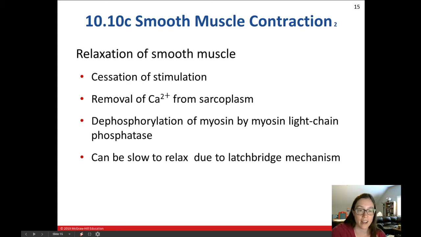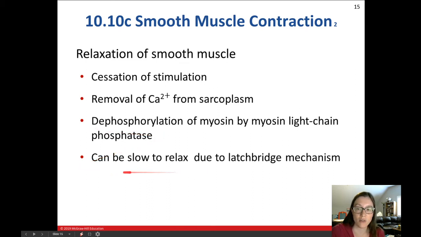So how does it relax? Smooth muscle relaxes when the stimulation ceases. It means we don't have the stimulus anymore and those calcium channels close. The calcium is removed from the sarcoplasm. And then myosin light chain phosphatase is going to dephosphorylate myosin, so it's going to deactivate myosin. Once myosin is deactivated, it's not going to form any new cross bridges.